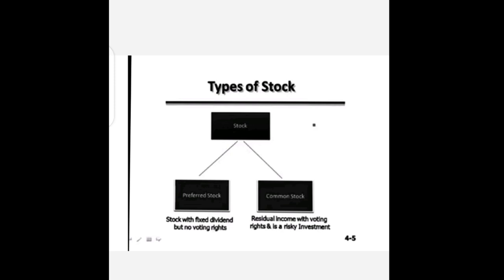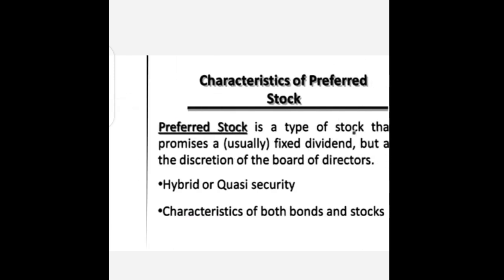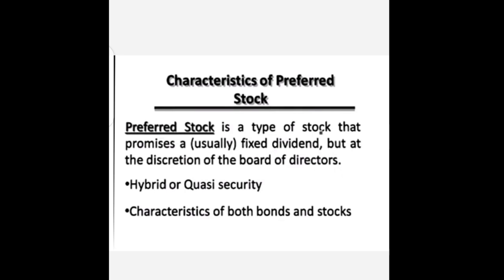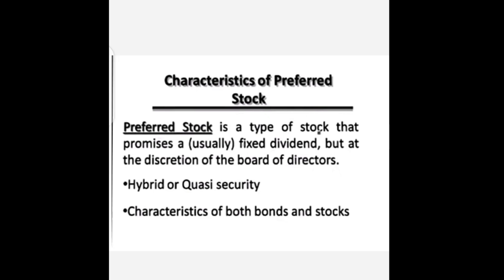Now we are moving forward to the definitions. What is preferred stock? Preferred stock is a type of stock that promises a usually fixed dividend, but at the discretion of the board of directors. When the board of directors announces it, they will provide the dividend. It is a hybrid or quasi security with features like a bond. As bonds have fixed or coupon payments, preferred stocks have fixed dividend payments. So the characteristics of bonds and stocks are the same. That's why it is known as a hybrid or quasi security.